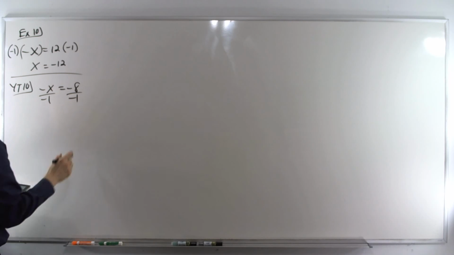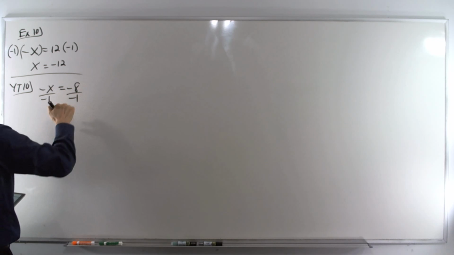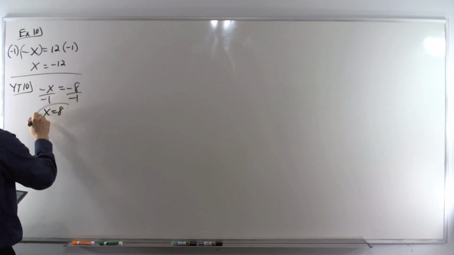Another way of writing it is to divide both sides by -1. Negatives cancel here, negatives cancel here, so x is +8.